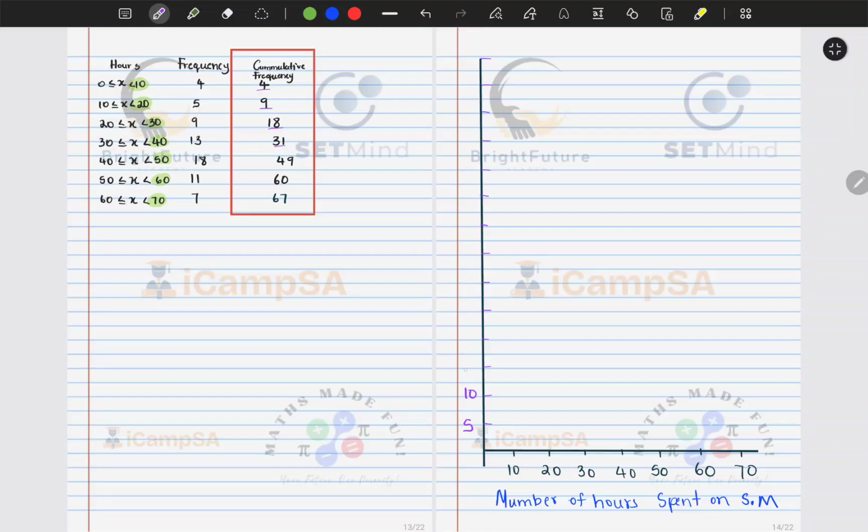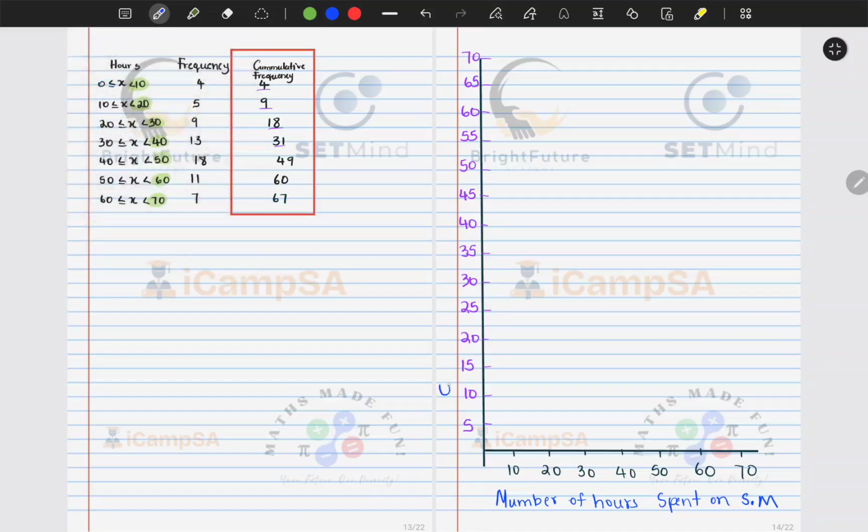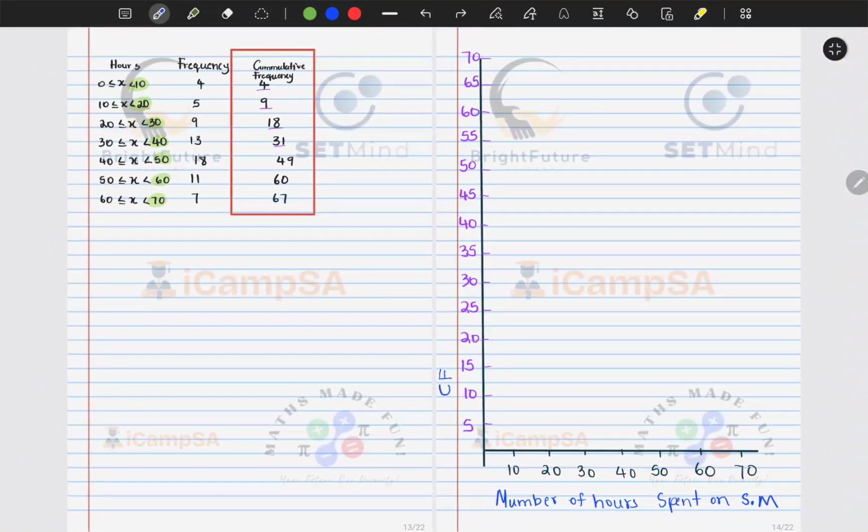Okay, so let's put that up. So that is 5, 10, 15, 20, 25, 30, 35, 40, 45, 50, 55, 60, 65, 70. Okay, and what you have here is our cumulative frequency, and that speaks to the number of learners. So with this now out of the way, let's go ahead and quickly plot our points.